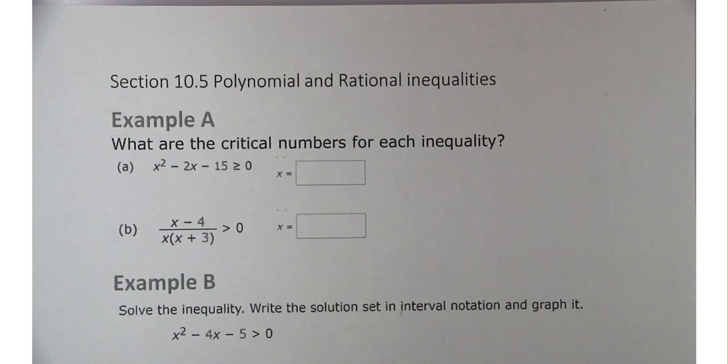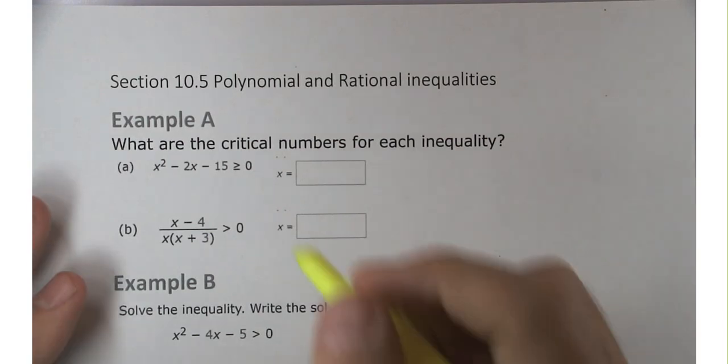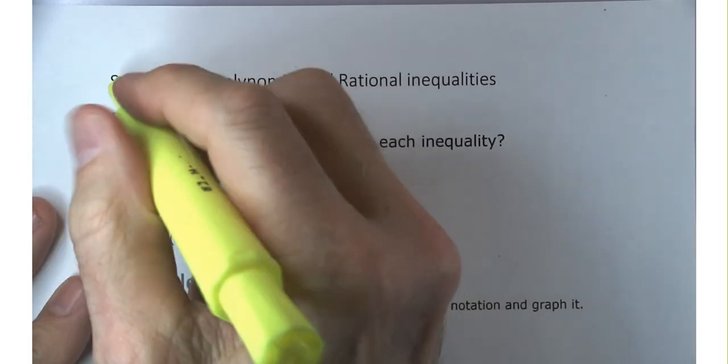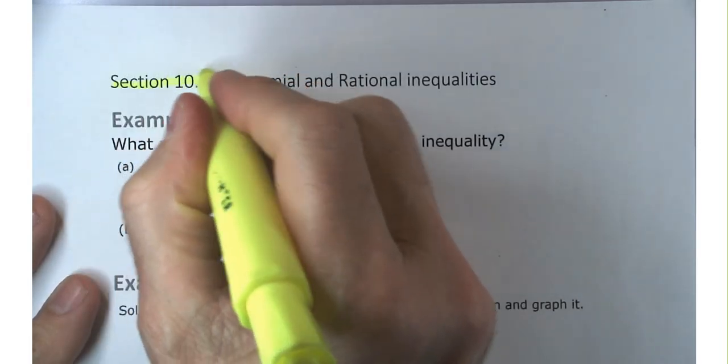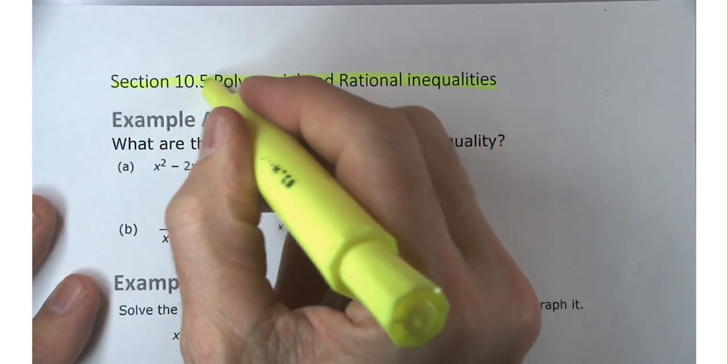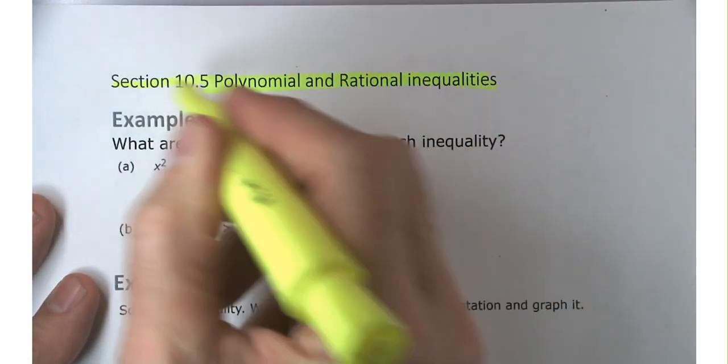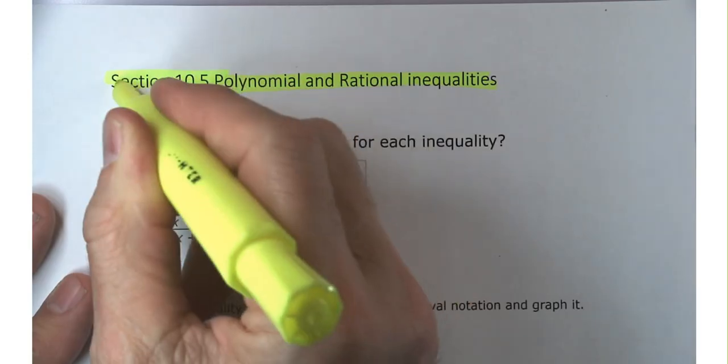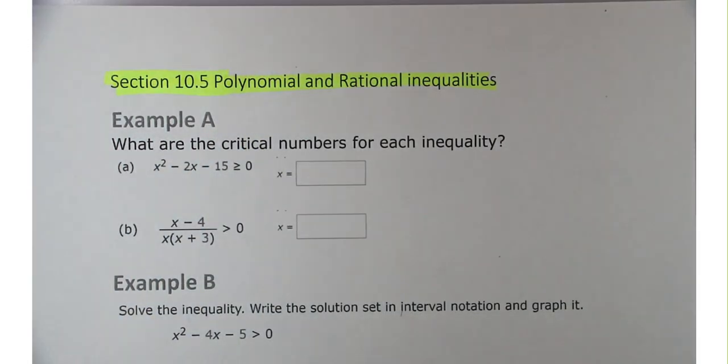So section 10.5 is going to talk about polynomial and rational inequalities. I'm going to take an approach that's a little bit closer to the way you're going to see things in your WebAssign homework, at least in the beginning sense of things. And that is, they start out by looking at what are called the critical numbers.